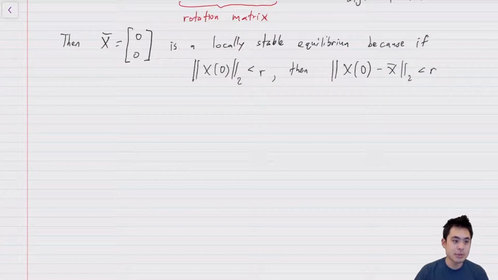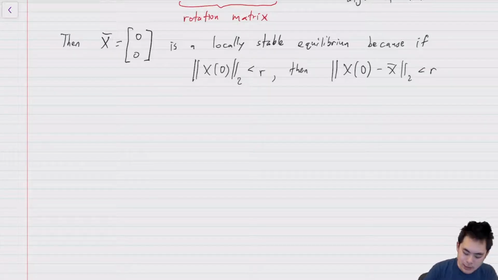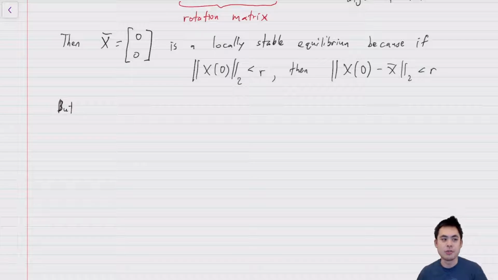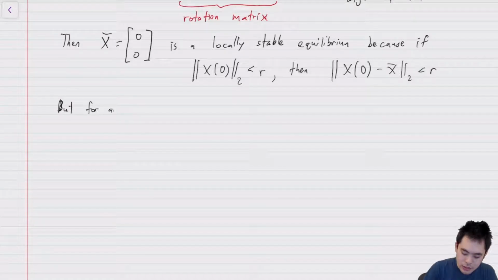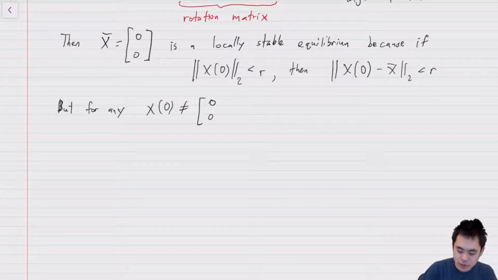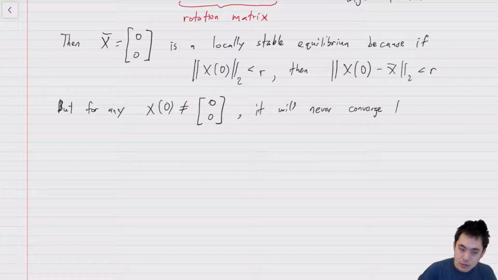So it's a locally stable equilibrium, but you'll notice that the limit also never goes to 0. So for any x of 0 not equal to 0, 0, it will never converge to 0, 0, since the matrix is just rotating.